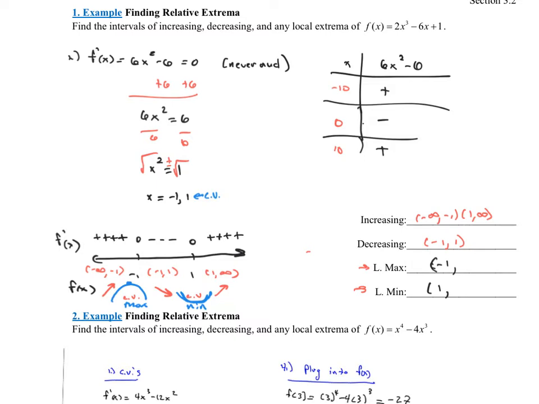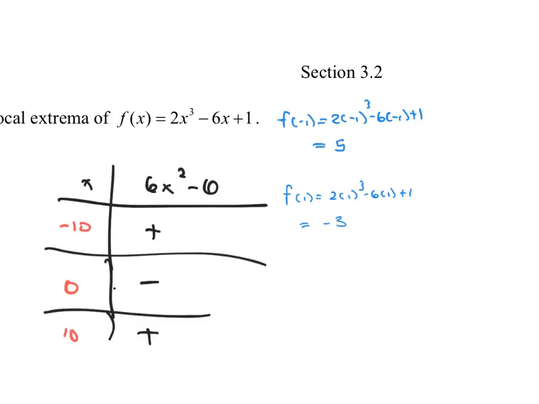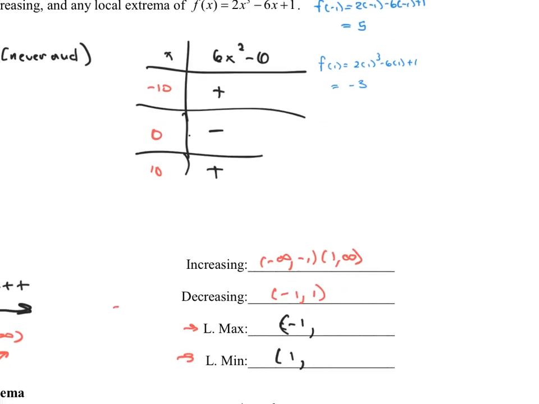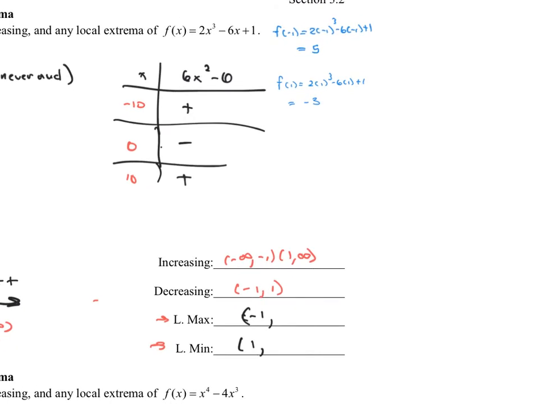I need to plug those critical numbers, that -1 and that 1, into the original function. So I'll do that now to determine the associated y values. When I plugged -1 into the function, I ended up with a y value of 5. And when I plugged 1 into the function, I ended up with a y value of -3. That allows me to come back here and finish off the problem.